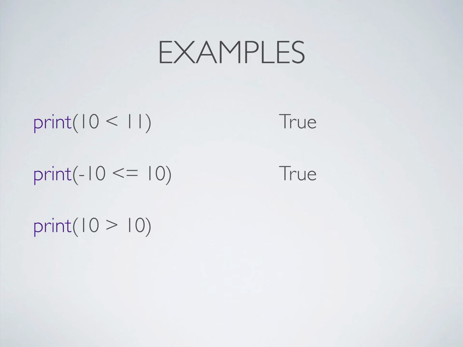How about this one? 10 greater than 10. That one's going to be false, right? This one is strictly greater than, so it will only be true if 10 is strictly greater than 10, which clearly is not the case. 10 and 10 are the same, so this is going to come out as false. On the other hand, this one, greater than or equal to, will come out as true, because 10 is indeed equal to 10. Not too bad, right?